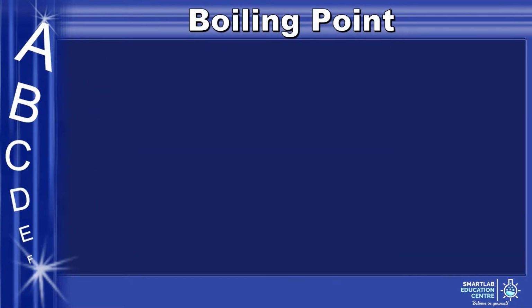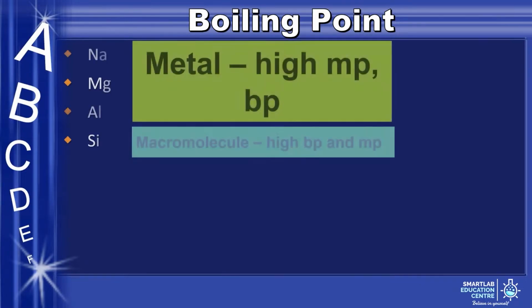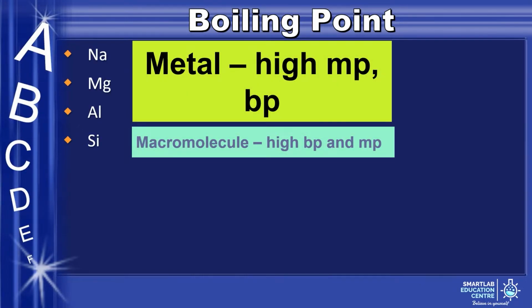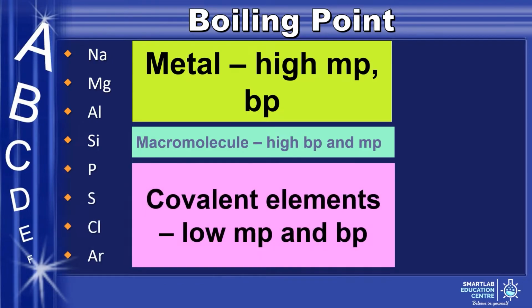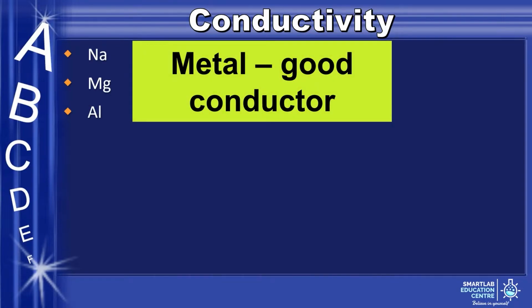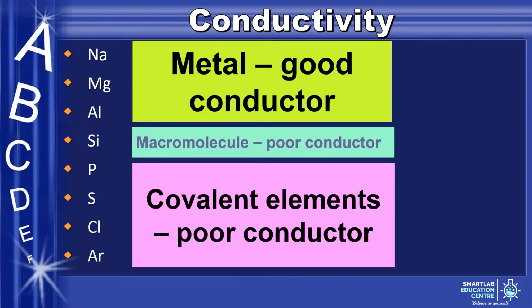When looking at the boiling points of period 3 elements, the metals and macromolecules have high boiling and melting points, while covalent elements have low melting and boiling points. On the other hand, when looking at conductivity of these elements, the metals are good conductors while macromolecules and covalent elements are poor conductors of electricity.